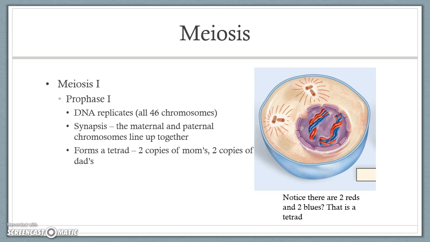As they come together, they form a structure called a tetrad, 2 copies of mom's chromosomes and 2 copies of dad's chromosomes. And in this image you notice that there are 2 red and 2 blue on each of these. So the 4, 1, 2, 3, 4, is a tetrad. We could say that the red came from mom and the blue came from dad.